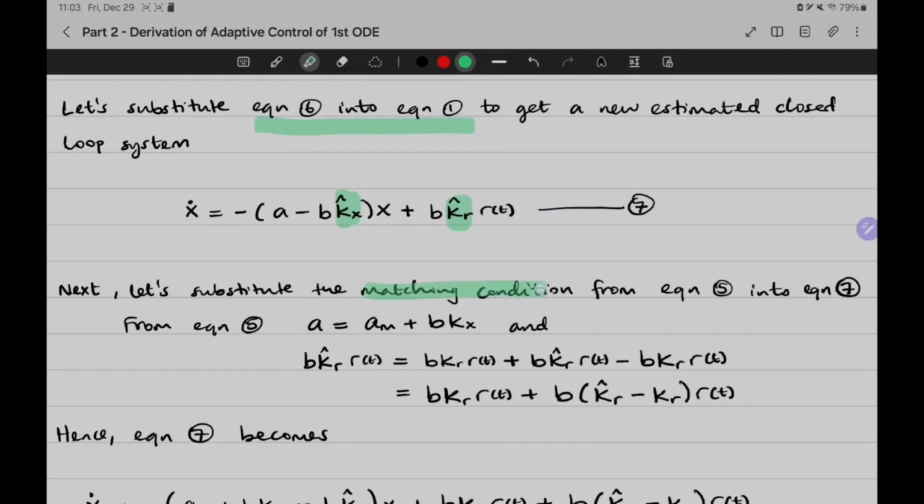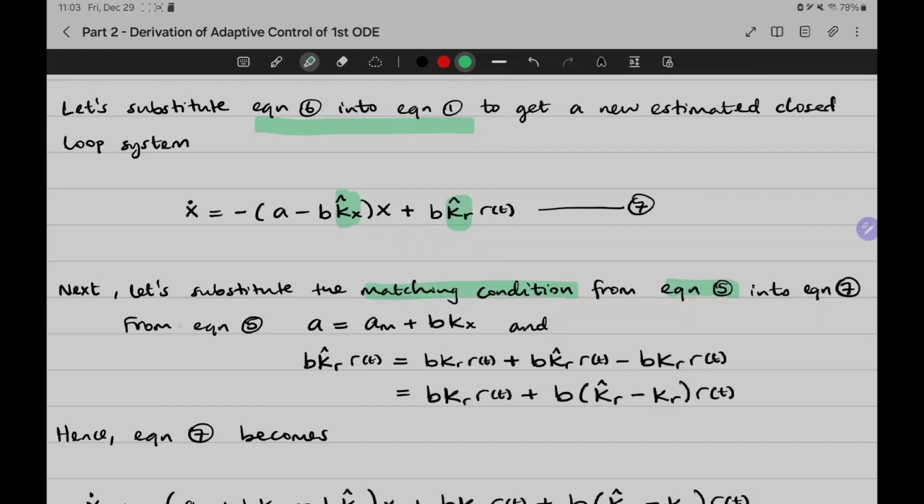The next step is using the matching conditions that we obtained earlier from equation 5. What we're trying to do is rearrange x dot, which is the new plant system with the estimated control parameters. Essentially we're trying to rearrange it in a certain form where it's going to help us determine the adaptation law.